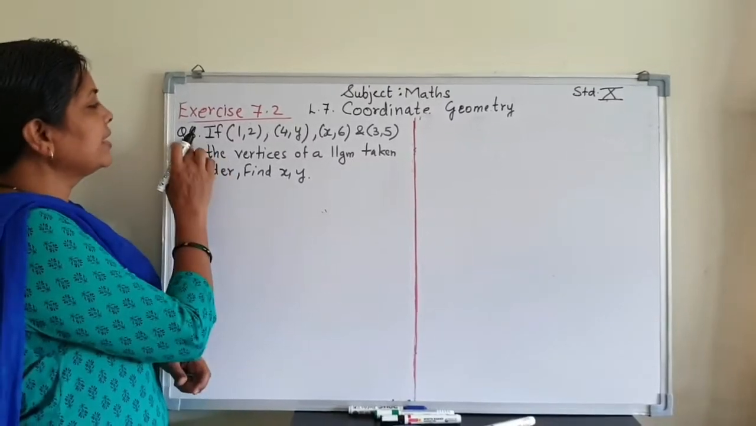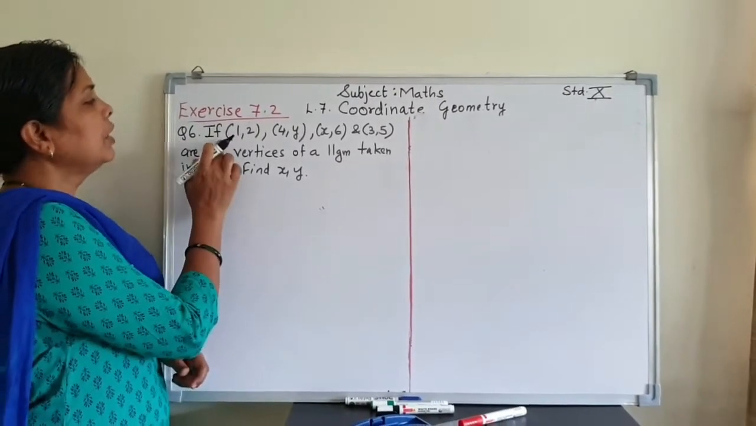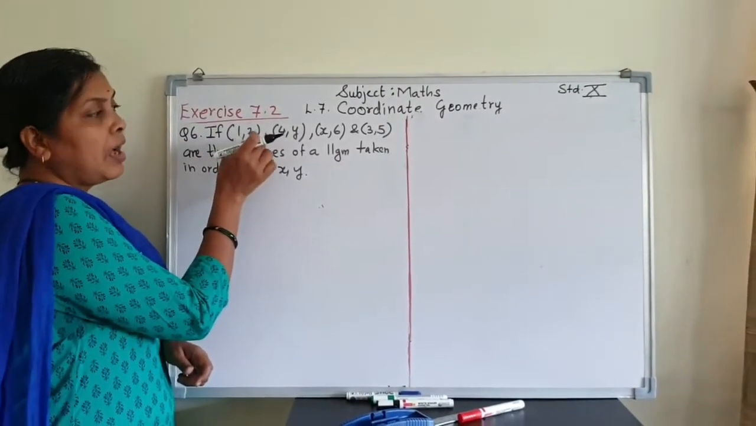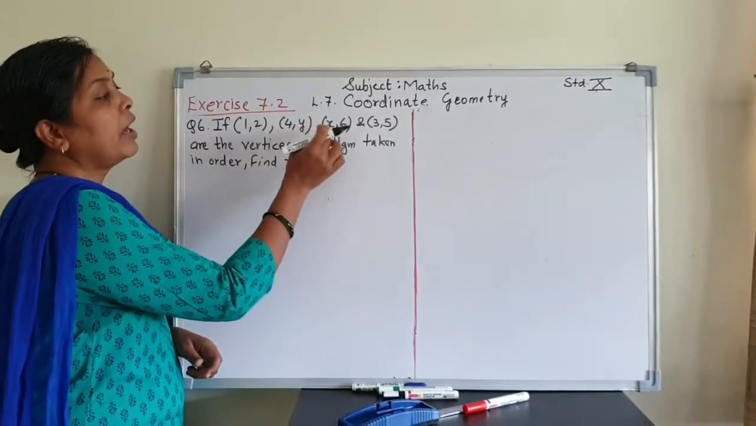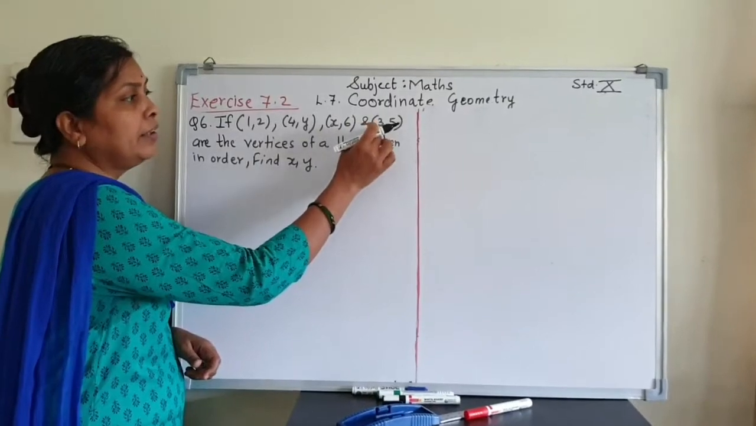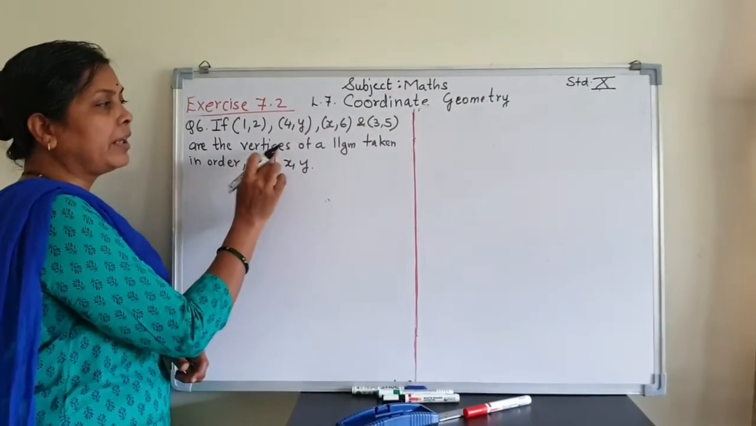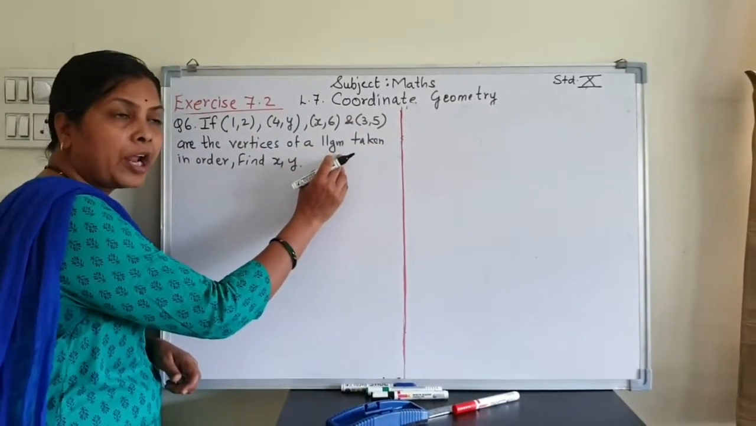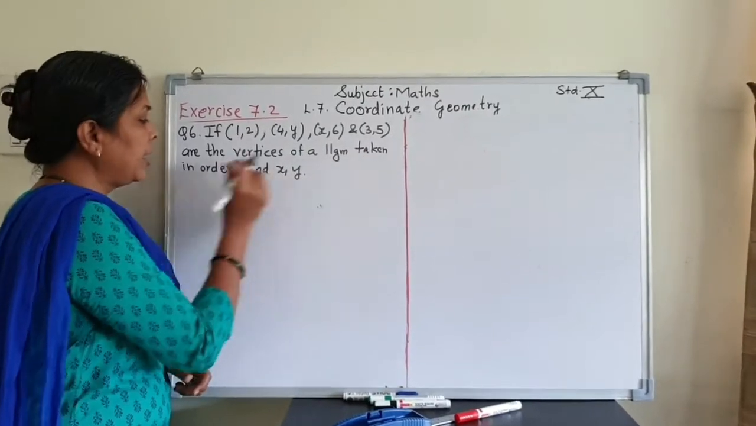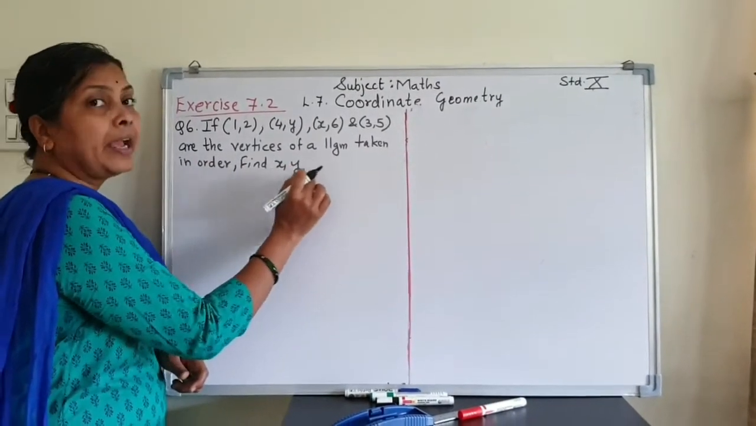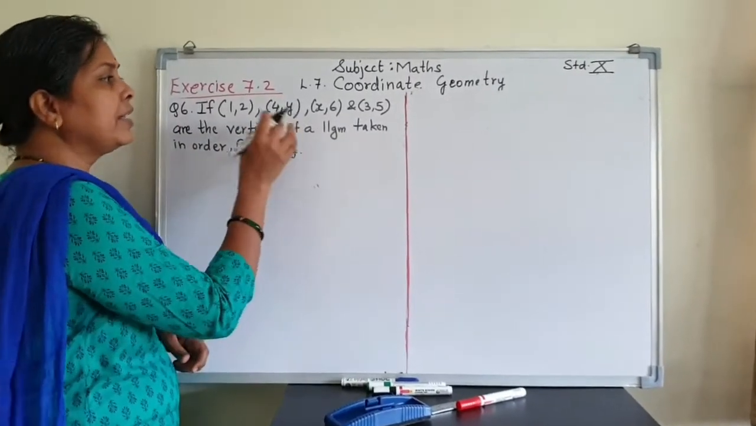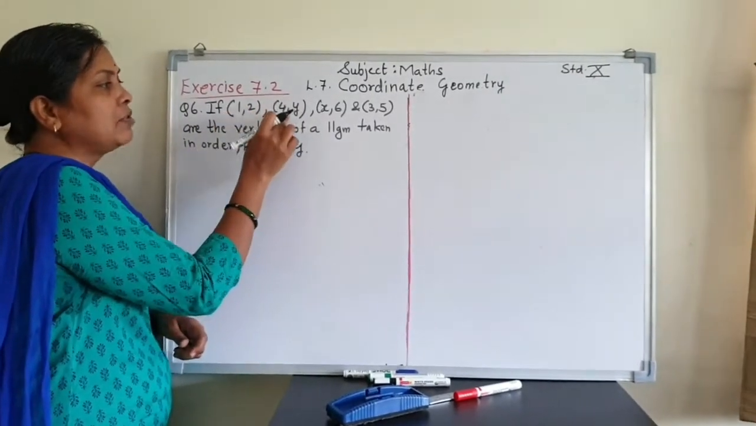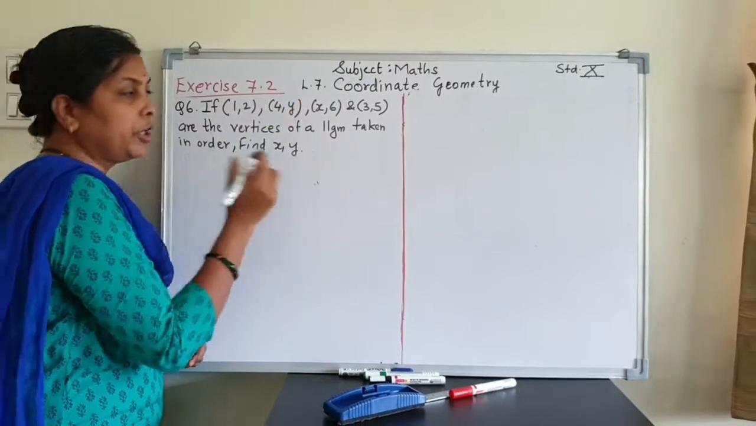So now let's see the sixth question. If the coordinates of points are given, 1, 2, 4, y, x, 6 and 3, 5 are the vertices of a parallelogram taken in order, find x and y. So what all things have they given us? They have given us it's a parallelogram. It has vertices, these given coordinates.